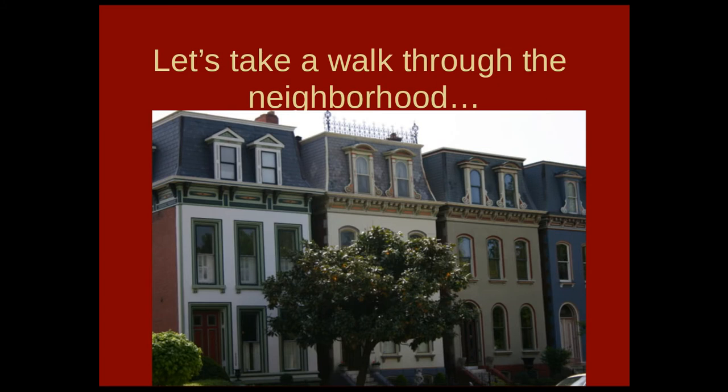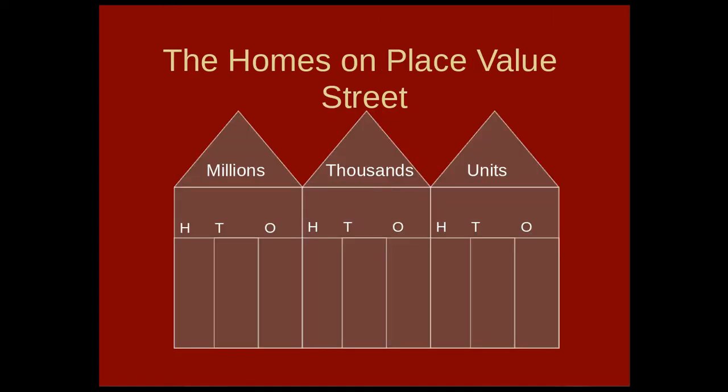Okay, we're going to take a walk through the neighborhood. Not our neighborhood, the place value neighborhood. You think about where you live, you think about the houses that are next to you. Well, in this case, every house has a different name. So we have the homes on Place Value Street: the units house, the thousands house, and the millions house. Every single one has a spot: a hundreds, a tens, and a ones. And every single time we put a digit in there, it gives us a different value.